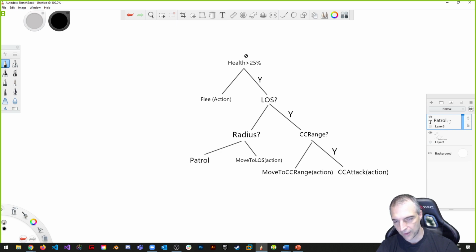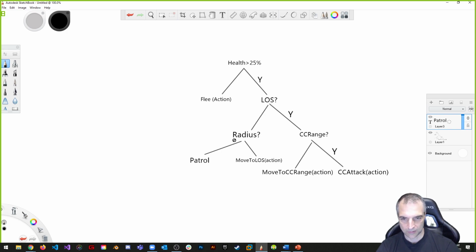So is my health greater than 25%? Yes. Cool. Do I have line of sight? No. Was my player ever in my detection radius? No. Keep patrolling. Okay, go back up here. Is my health greater than 25%? Yes. Because maybe I got hit. I could get hit, and that's another thing. I've never asked you, well, if the enemy gets hit, then all of a sudden you detect the player, right? We never said that.